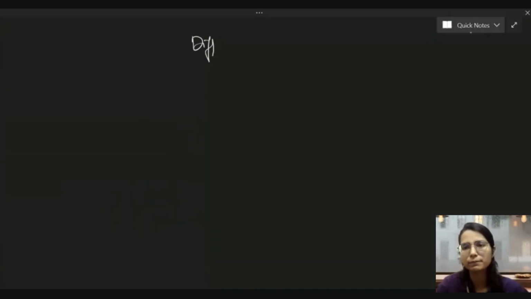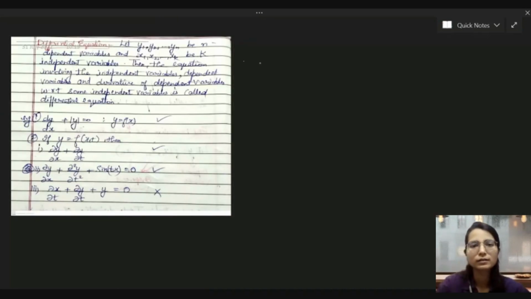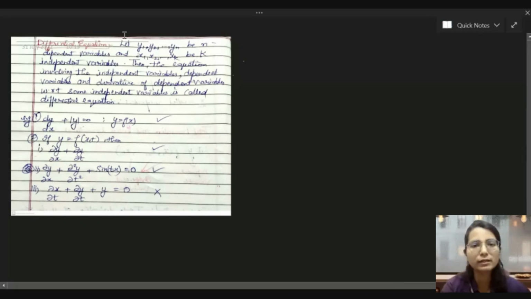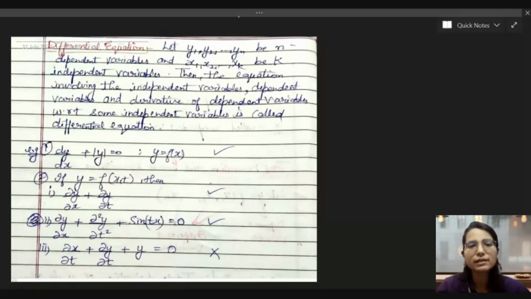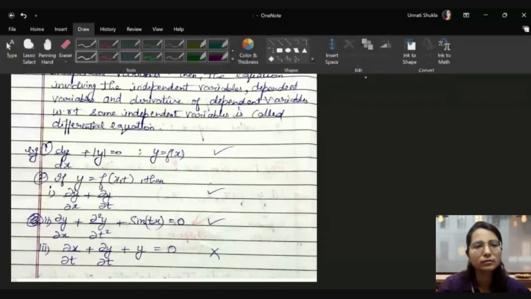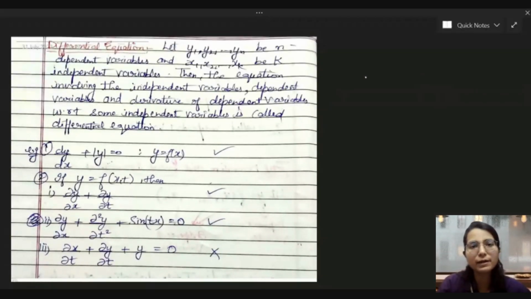So let me just take it out. What is a differential equation? Now you can see on your screen a differential equation. If y1, y2, ..., yn are n dependent variables, and there are n independent variables also. It could be 1, 2, or n. It depends on the question. So this is a very general definition of a differential equation.